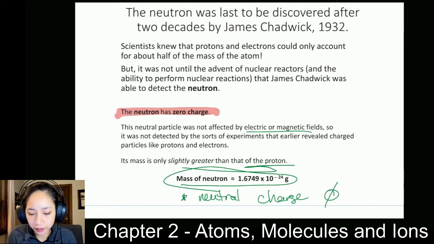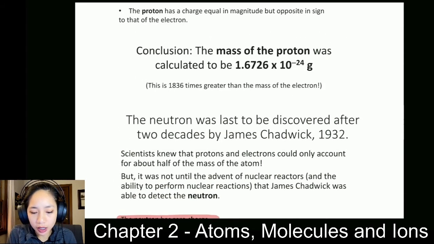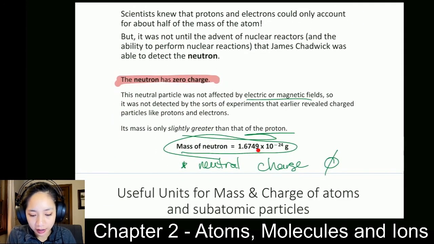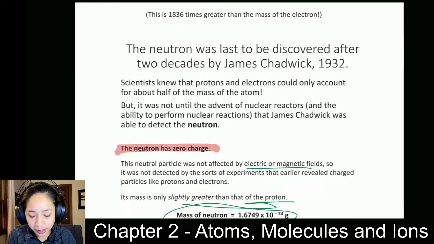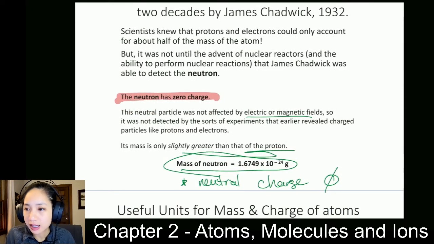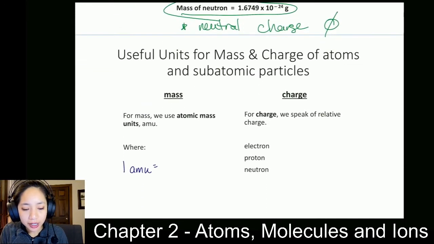No charge, right? So just mass. So it's very similar in mass. For a neutron, it's 1.6749, and in a proton, it's 1.6726. So literally, it only differs in the last two places. All right, so the neutron just has slightly more mass. So there are our 3 subatomic particles.